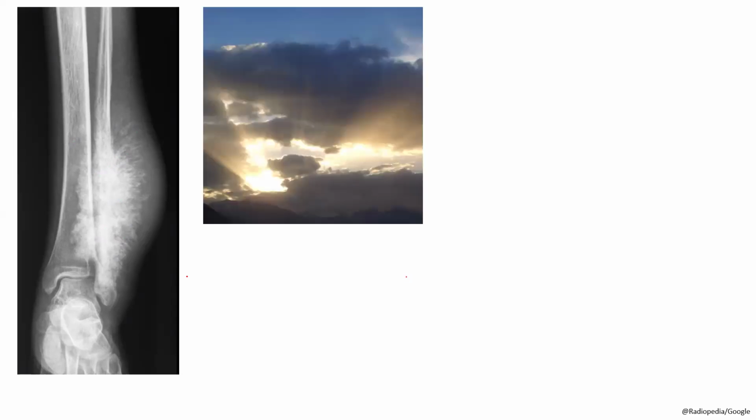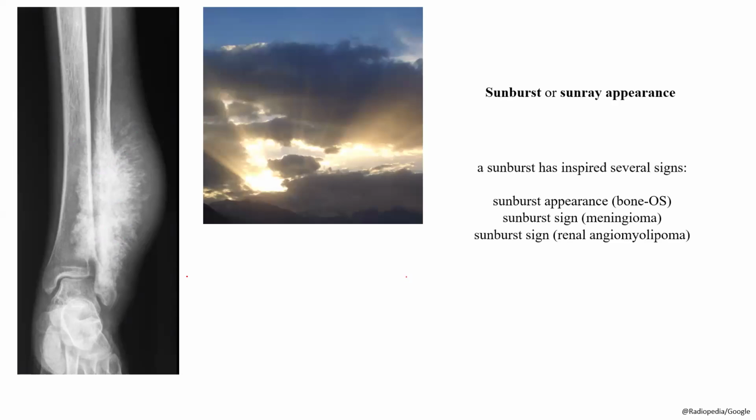So this is known as sunburst or sun ray appearance, and it is described in osteosarcoma of bone and in meningioma and in renal angiomyolipoma. So this is basically sunburst pattern of periosteal reaction.